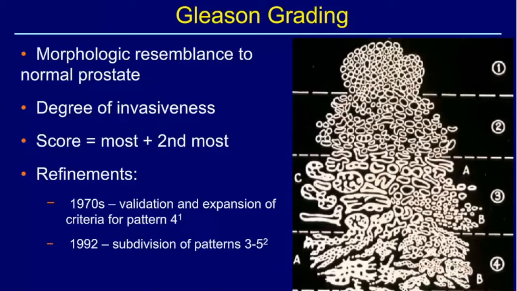He also described that prostate cancer was very heterogeneous. You often had more than one grade pattern within an individual tumor, and that's where the Gleason Score came up. He talked about adding the most prevalent pattern and the second most prevalent. You're aware of this, 3 plus 4, for instance.